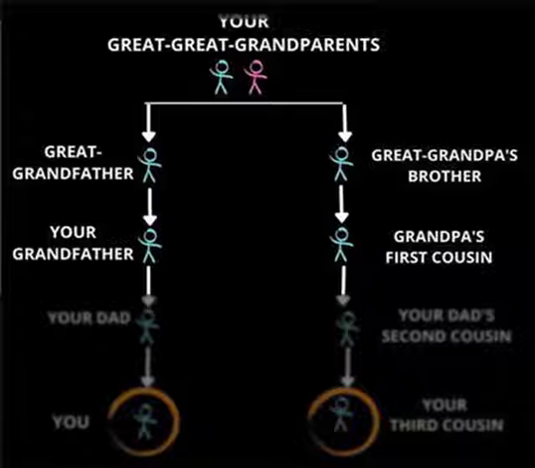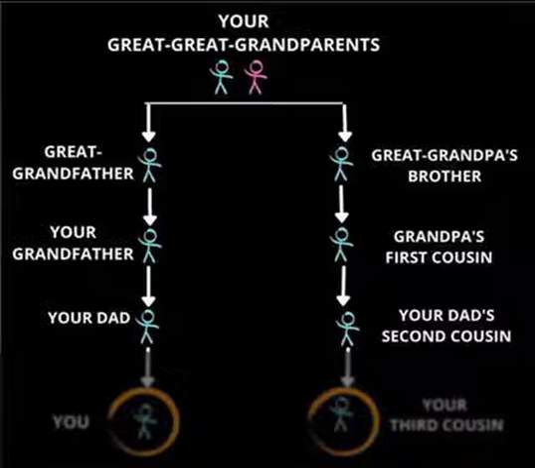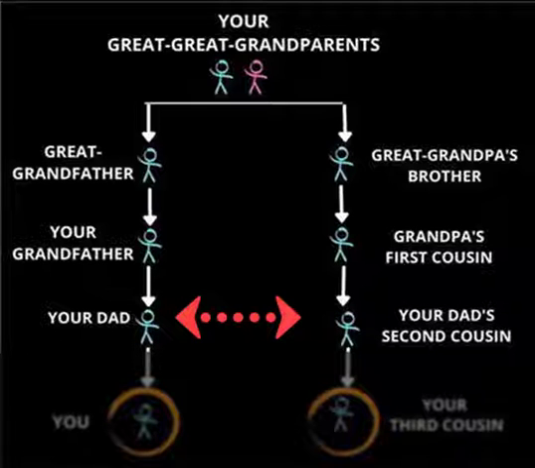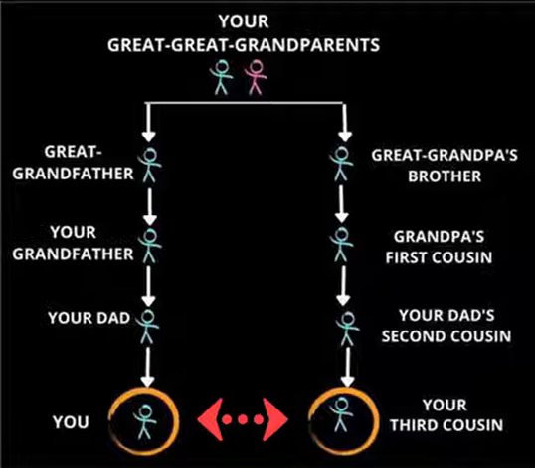Let's say each of these has their own son. The guy on the left is your dad. The person on the right is your dad's second cousin. Come down one more generation, the fourth generation, and we've got you, and there on the right, in the other branch, is your third cousin. So you each go back up to 4 generations to get your common ancestors.